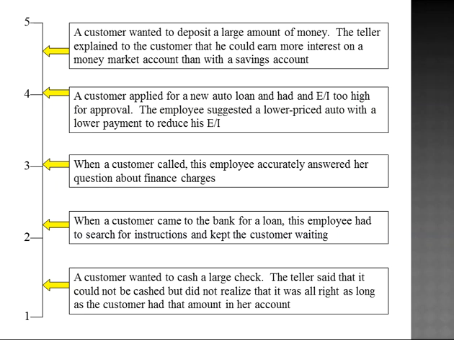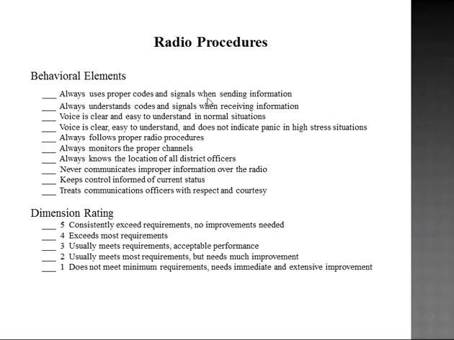So here, at the very bottom, a customer wanted to cash a large check. The teller said that it would not be cashed, but did not realize that it was all right as long as the customer had the amount in her account. So that was the low end, and the one I just mentioned earlier was on the high end of a 5. So this is a behaviorally anchored rating scale. Then we have here radio procedures. This is an example of a behavioral checklist. So here you have the behaviors, and all you would do here is check the items.